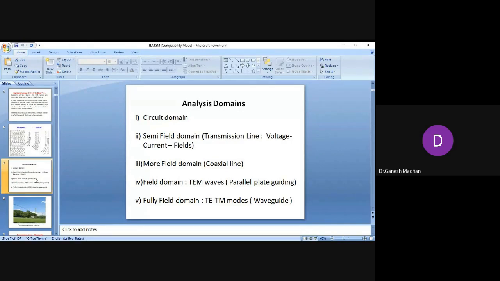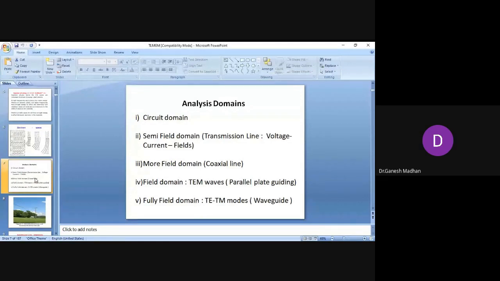But when you come to a transmission line, the parameters are voltages and currents, which are functions of both time as well as distance. So one important aspect is we try to introduce one more parameter called distance. So I and V are functions of z comma t. Z is distance or spatial parameter in one dimension. T is time. And the next analysis domain is the field domain, right?